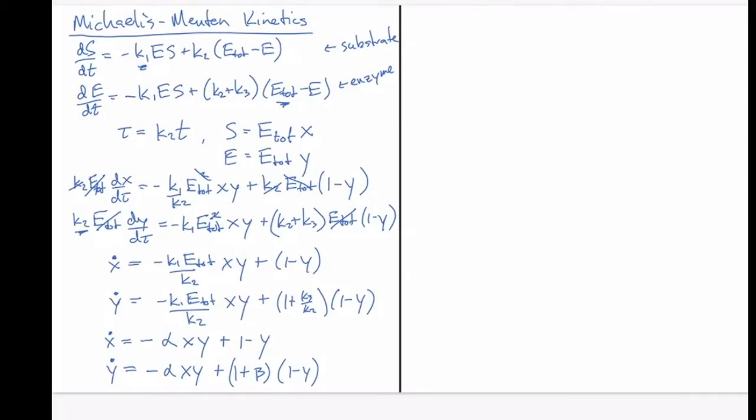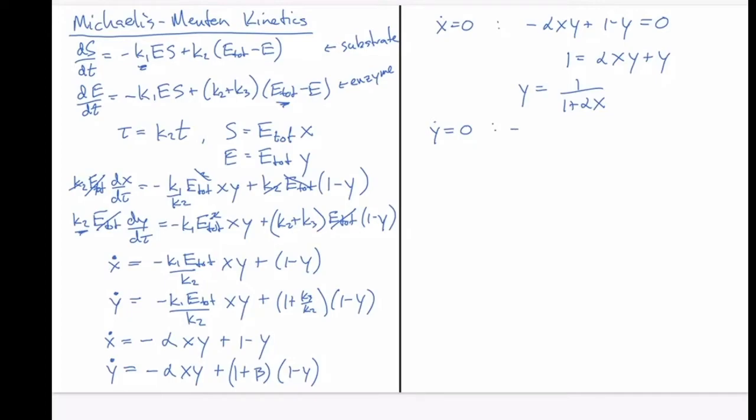And there we're going to find the nullclines. So let's find the x dot equals 0. That happens when minus alpha xy plus 1 minus y is equal to 0. So we solve for y, and we get 1 equal alpha x y plus y, and then factor out a y from that, and I get y equal 1 over 1 plus alpha x. So that's the x nullcline, and the y nullcline is going to be something similar.